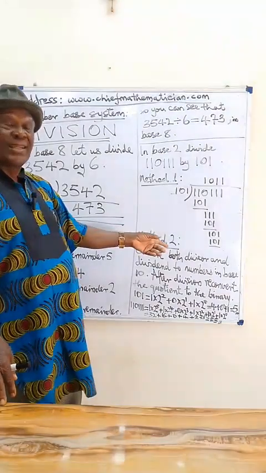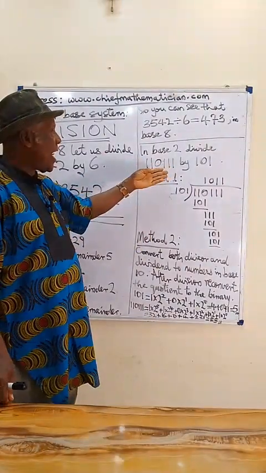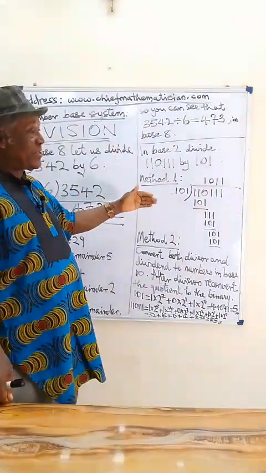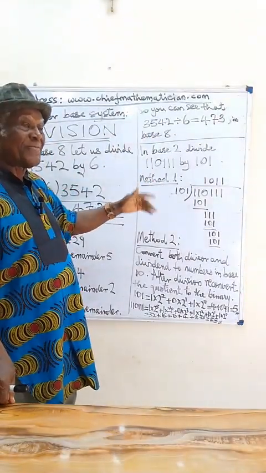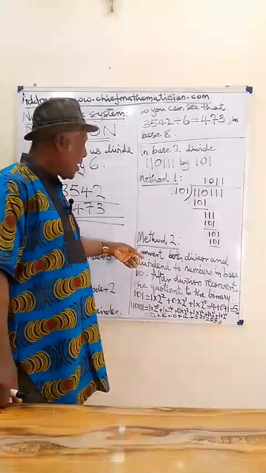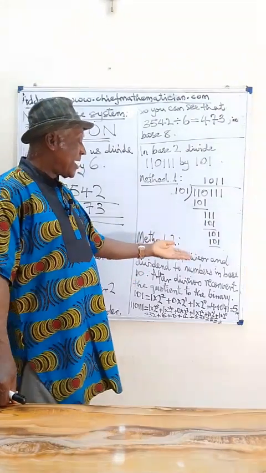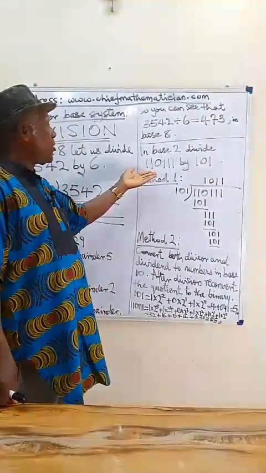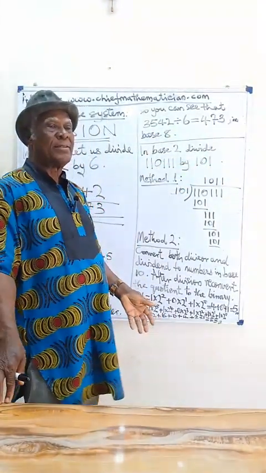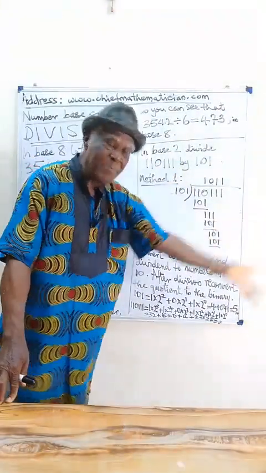This second method says that we convert both divisor and dividend. You know, if you are dividing a number by another number, the one below is called the divisor, the one dividing. The one that is being divided is called the dividend. Now, we convert both divisor and dividend to numbers in base 10. That is, convert 101 in base 2 to a number in base 10. Convert 110,111 in base 2 to a number in base 10.